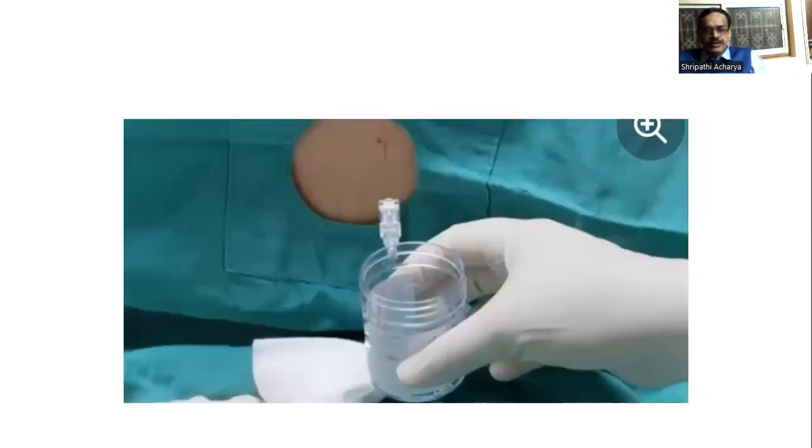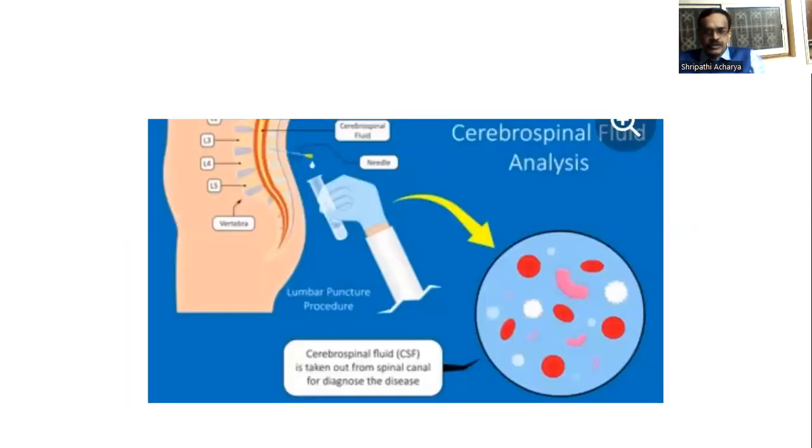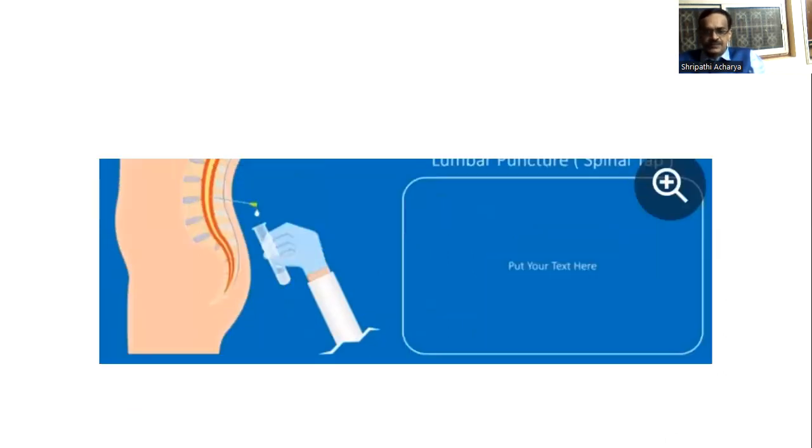The patient is undergoing lumbar puncture. We have already punctured the spinal canal and we are collecting the cerebrospinal fluid. The diagram shows the cerebrospinal fluid analysis, how it is done. The spinal needle is passed in the L2, L3 intervertebral space and the spinal canal is punctured and we are getting the clear fluid. The fluid is sent to the laboratory for analysis.